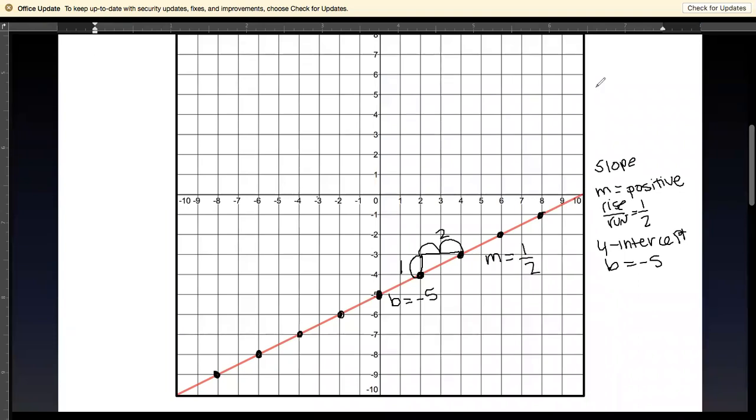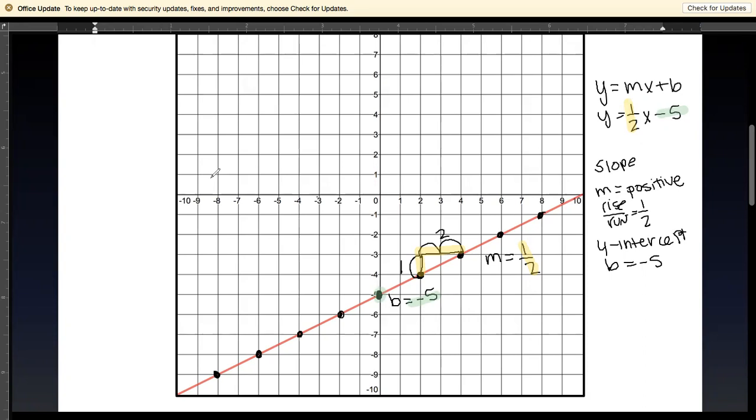So the equation of my line would be y equals mx plus b. So y equals 1/2 x minus 5, because my slope is 1/2 and my y-intercept is -5. Does this sound familiar to everybody? I hope so. Yes.